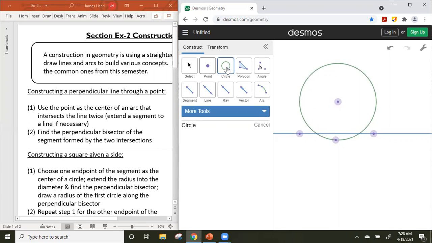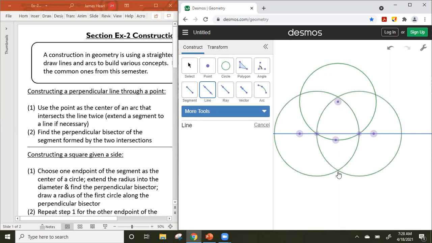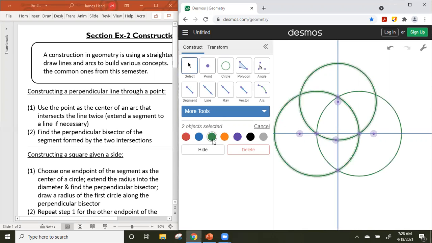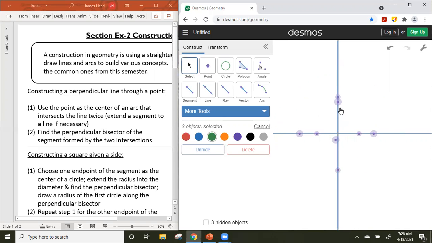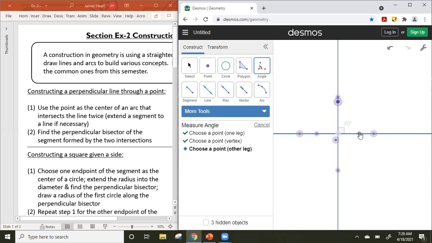And if you don't remember the perpendicular bisector, it's 2 circles, one starting at each end of the intersection, and then draw the line that passes through them. Let me hide the circle part so that it's a little easier to see, but what you've created is a line passing through this dot, and if we grab the angle measurement, we can confirm that it is in fact perpendicular, an exact 90-degree angle.